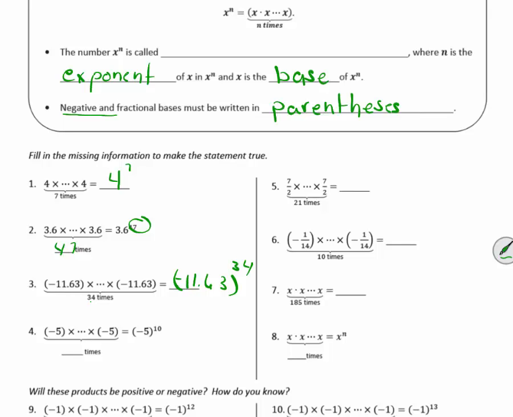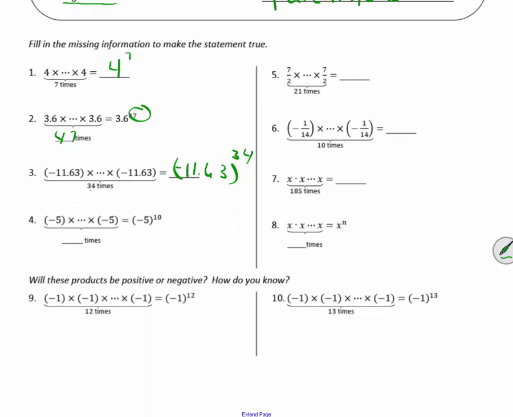All right, number 4. We have negative 5 to the 10th power. So you'll see there how it's in parentheses. Notice that. And I'll kind of go over those. Which means I'm multiplying negative 5 times itself 10 times. Number 5, 7 halves, and I'm doing it 21 times. So 7 halves, it's a fraction, so it's going to go in parentheses, 21 times.